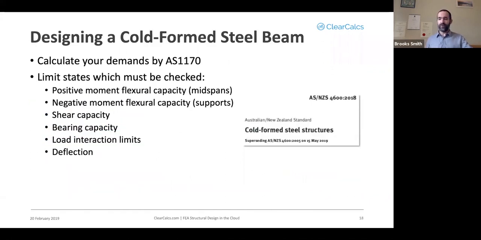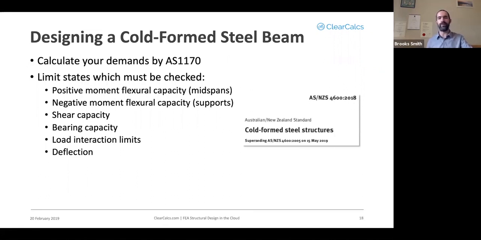So the first step in your design is going to be to calculate your demands using AS1170. I'm not going to go through that. I'm going to assume that either you know that already or are going to be waiting for our future webinar talking about calculating those demands. What I am going to go through is the capacity values to compare those demands to.